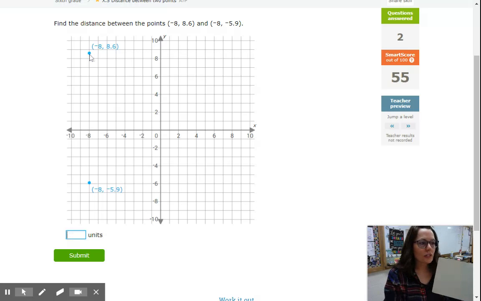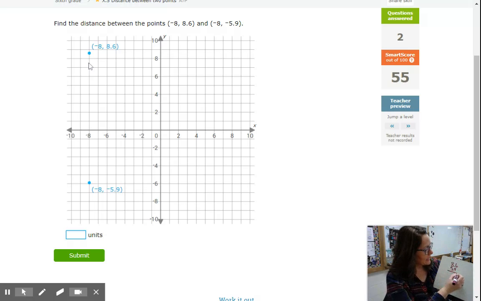I would say, look at your first point. How far is it from the x-axis? Okay, so this one went up 8.6. So I would write 8.6. And then how far is this point from the x-axis? Well, this one went down 5.9. So, because if I started here, I would have to travel 5.9 to get to this point, and then I would have to travel on up another 8.6 to get to my other coordinate.